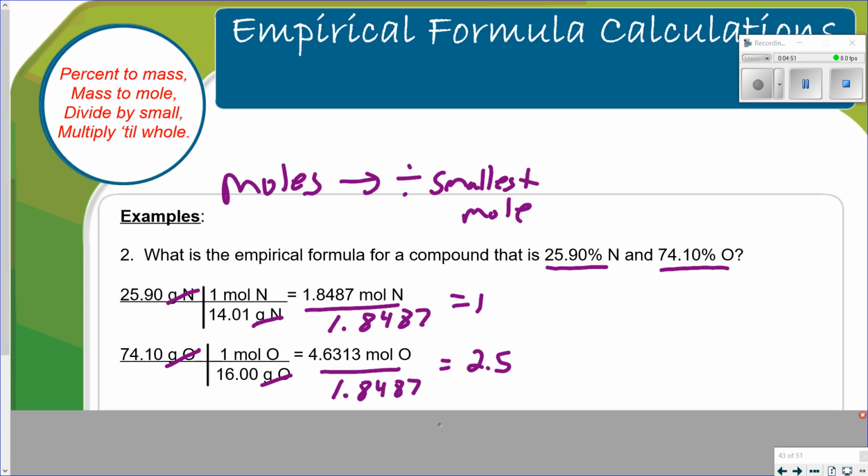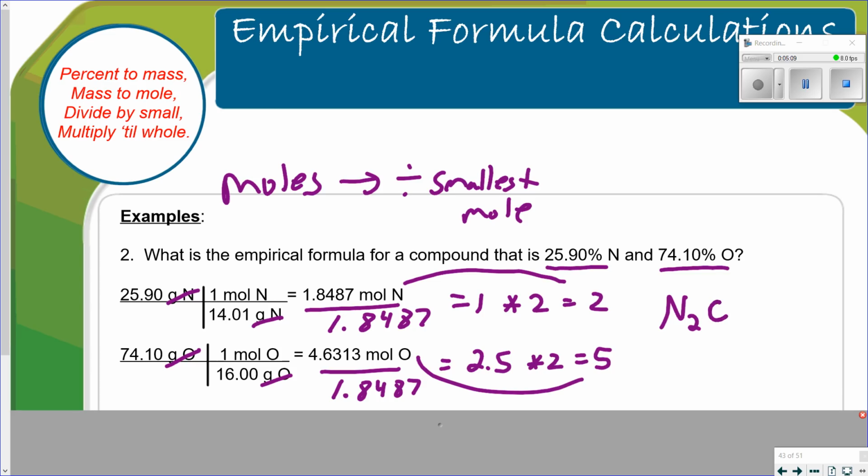You can't put 2.5 as a subscript, and it will not round up, and it will not round down. So since it ends in 0.5, you'll multiply it by 2. So that will give you 5. And then what you do to one, you have to do to the other. So how many nitrogens do we have? We have 2 nitrogens. How many oxygens do we have? We have 5. So that ends up being dinitrogen pentaoxide.